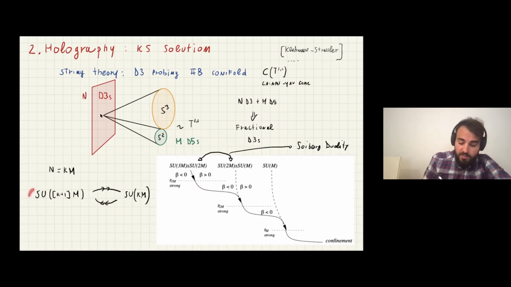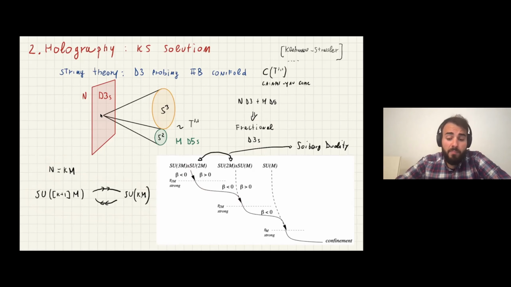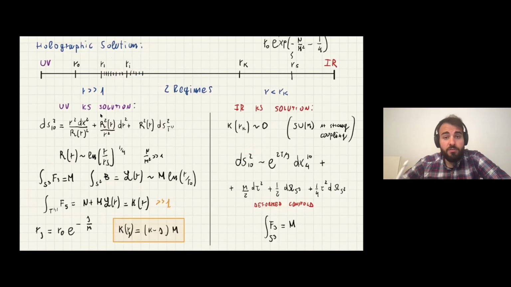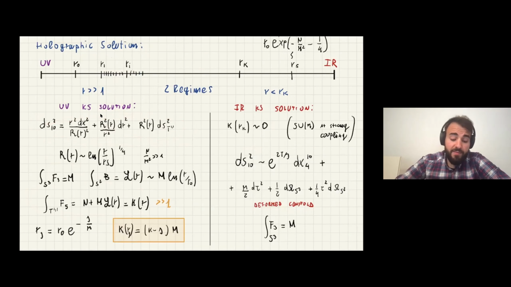And so the quiver is basically specified by this SU(K+M) times SU(K), where now we specify N to be a multiple of M. So the holographic solution looks like the following. So we have a running solution, so a solution which depends on a radial coordinate r. So here is the metric. And this metric is only valid in one regime. So the solution splits up into two regimes.